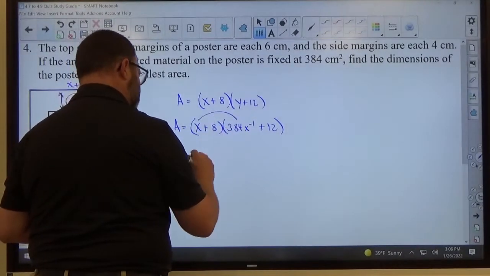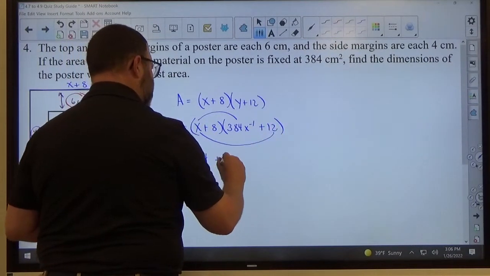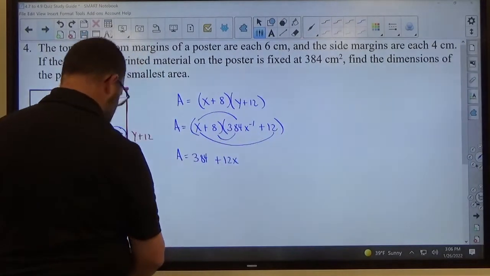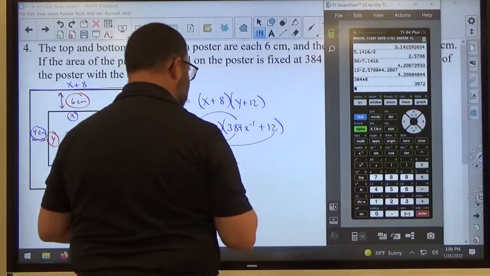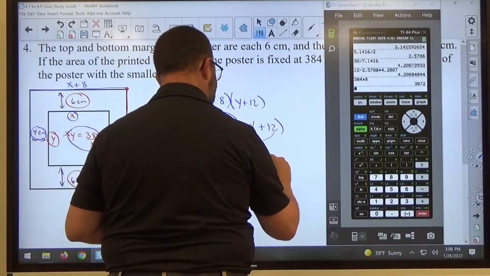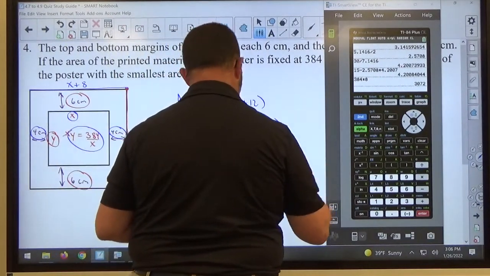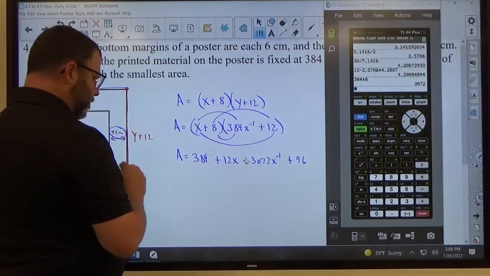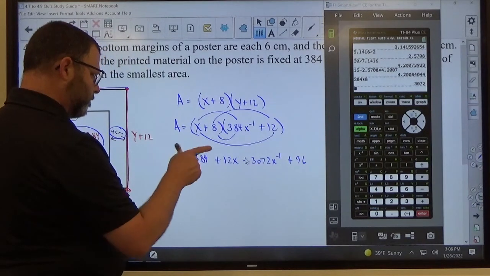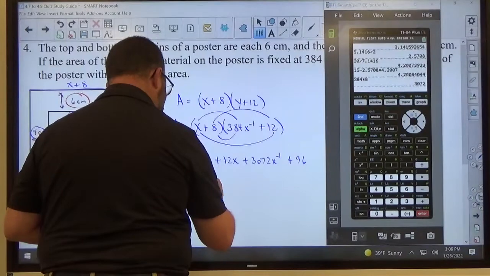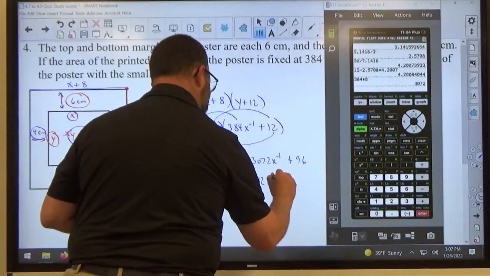First times first gets me 384x to the 0, better known as 384. Outer two terms make plus 12x. Inner terms, 384 times 8 is 3072x to the negative first. And last times last is 8 times 12, which is 96. Got a couple non-x terms there, so add those together and I end up with 480 plus 12x plus 3072x to the negative first.